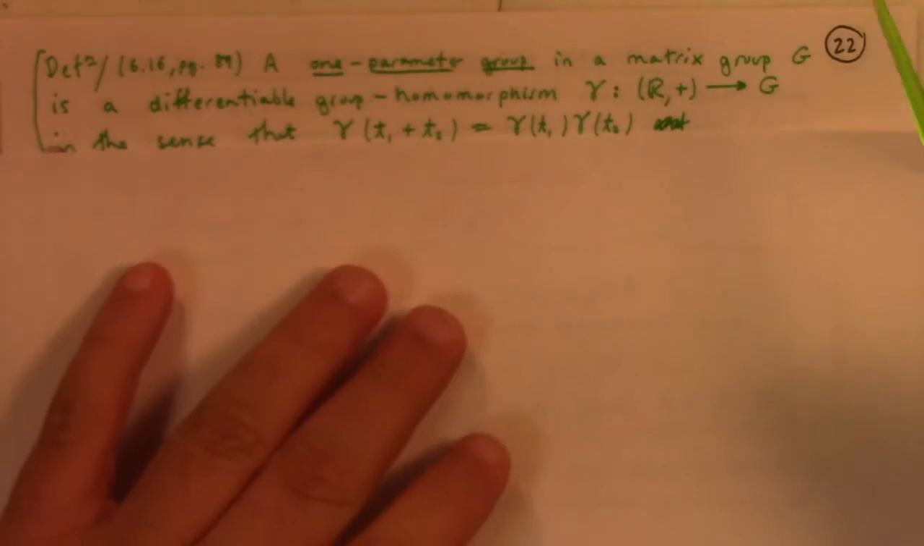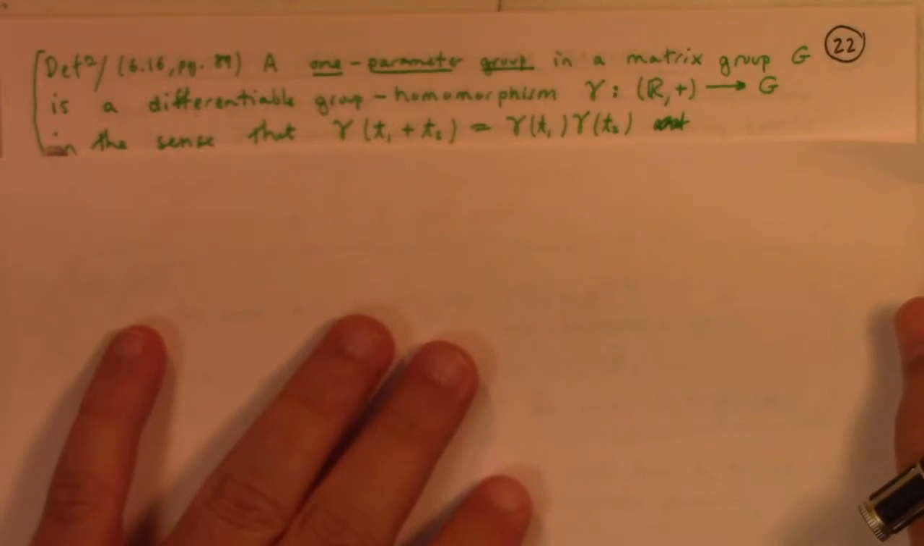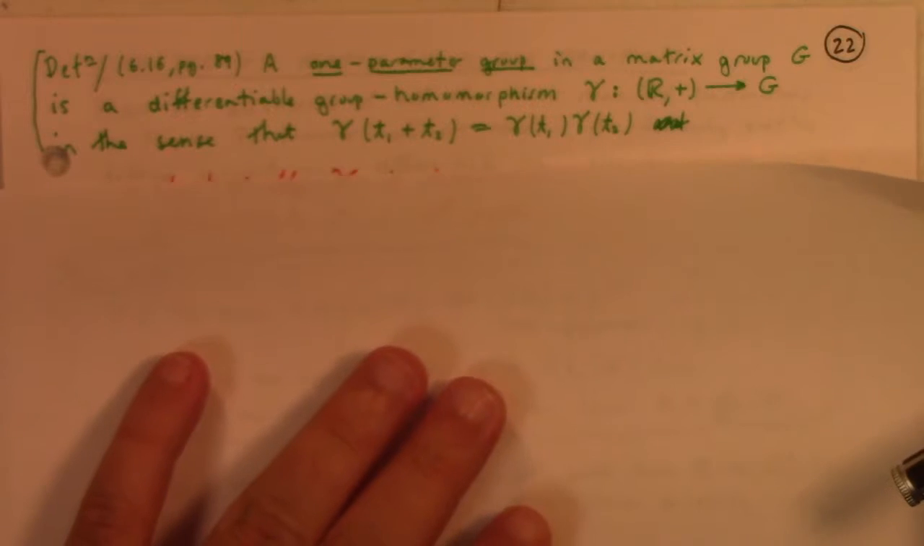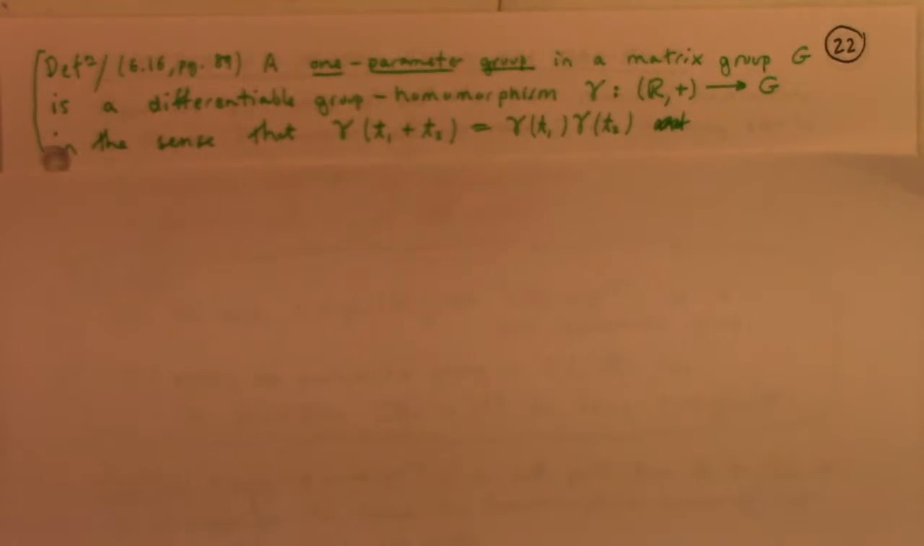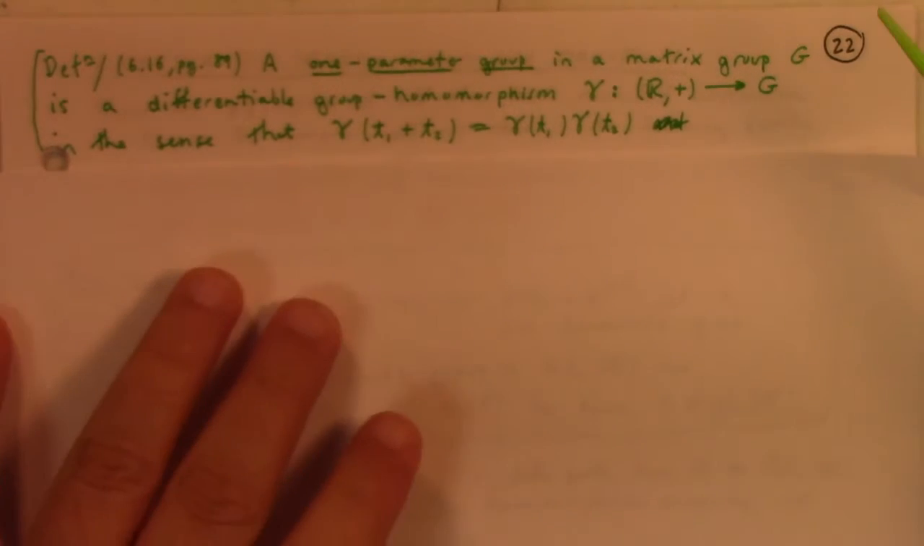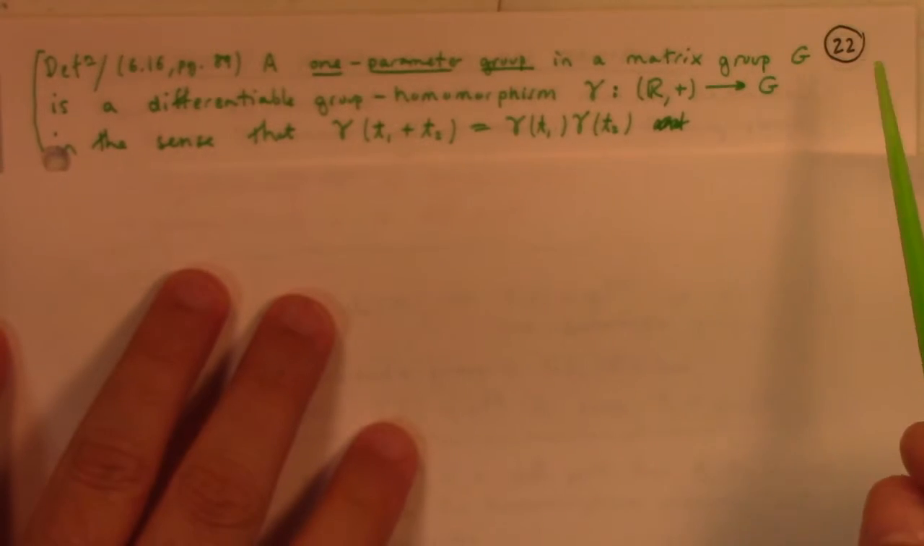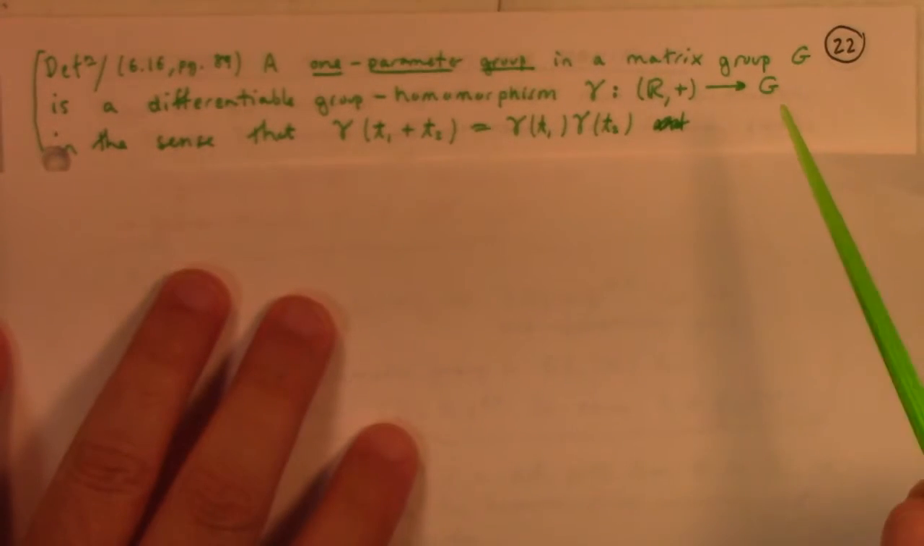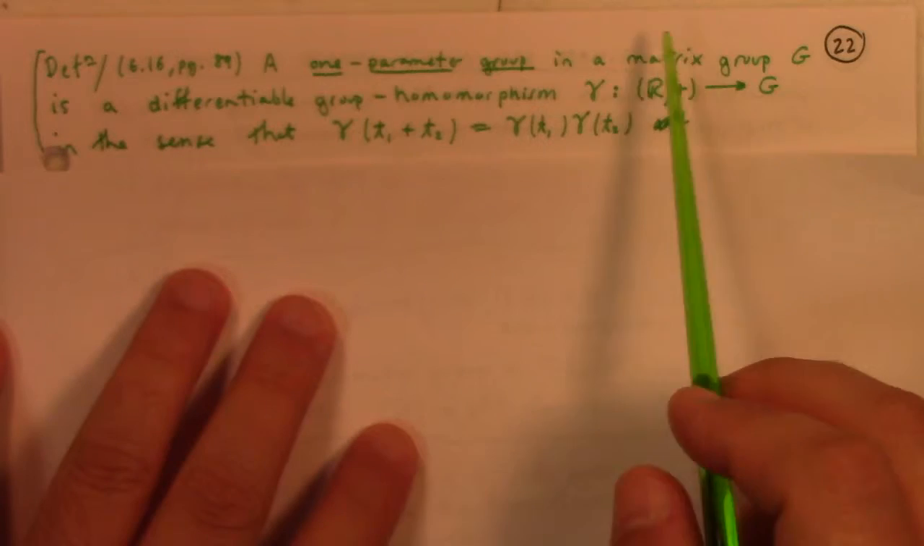All right, so what's a one-parameter group? One-parameter groups play an important role in the theory of Lie groups. In particular, matrix groups, they're one of those fundamental building blocks we can use to understand the structure of a Lie group, so we should get used to them. We'll use them a little bit here in what follows.